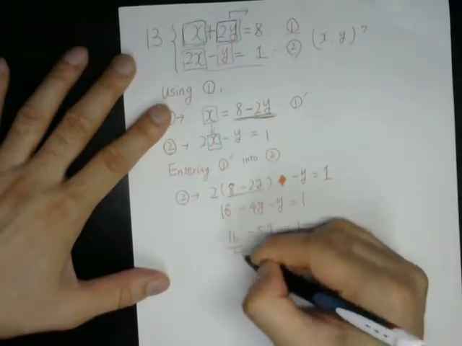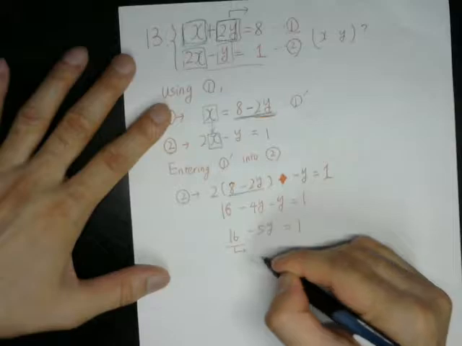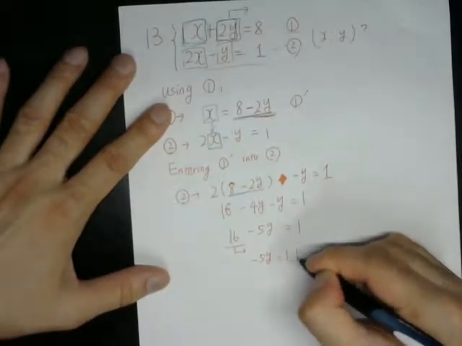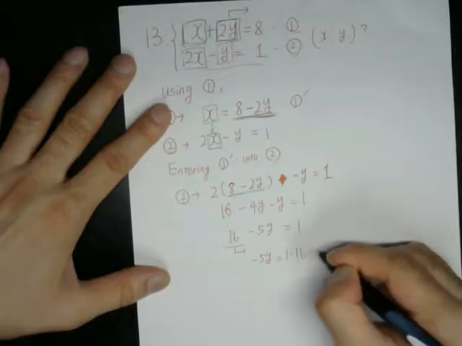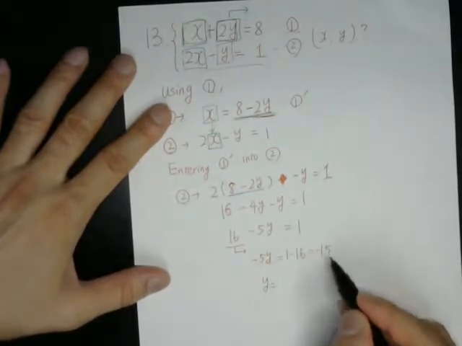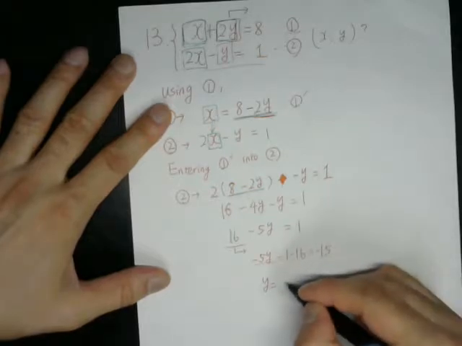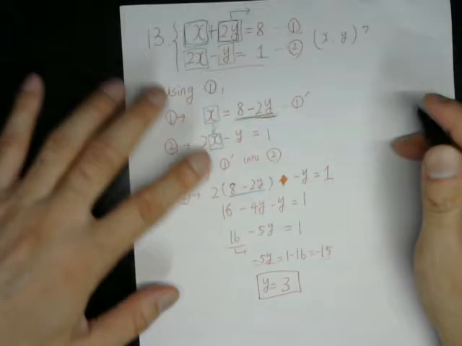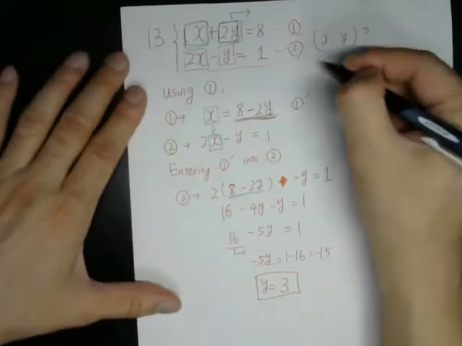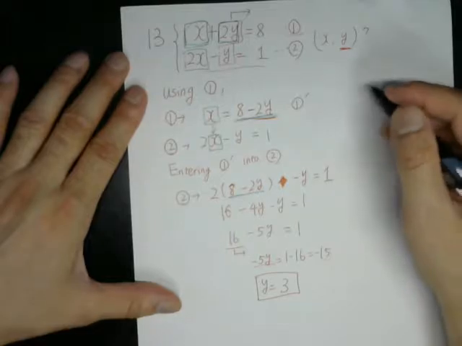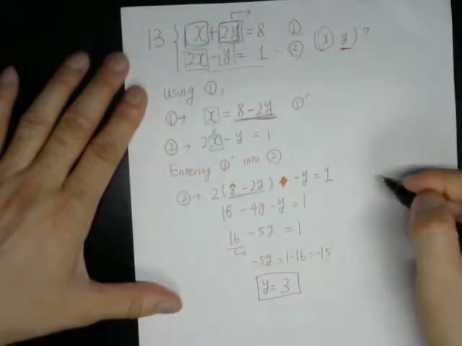Moving this 16 over to the other side. Negative 5y equals 1 minus 16, which is negative 15. So y, dividing both sides by negative 5, you get 3. So that's one of the solutions, right? This one is found. But we need to find x, the other one.